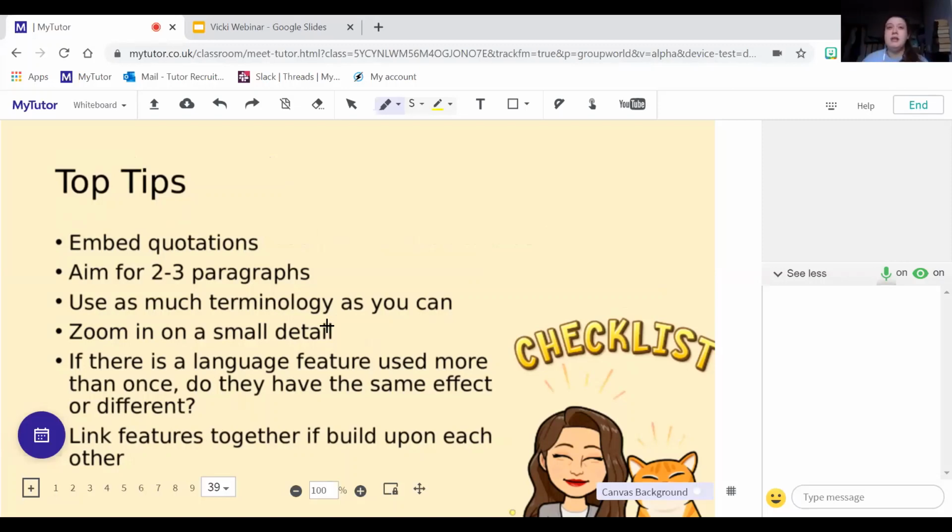So when you zoom in, tell me if it's an adjective, tell me if it's a verb, tell me if it's a noun, tell me what the connotations are. Zoom in on small details. If there is a language feature used more than once, do they have the same effect or are they different? And then how can we say that? And we can link those features together to build up on others.